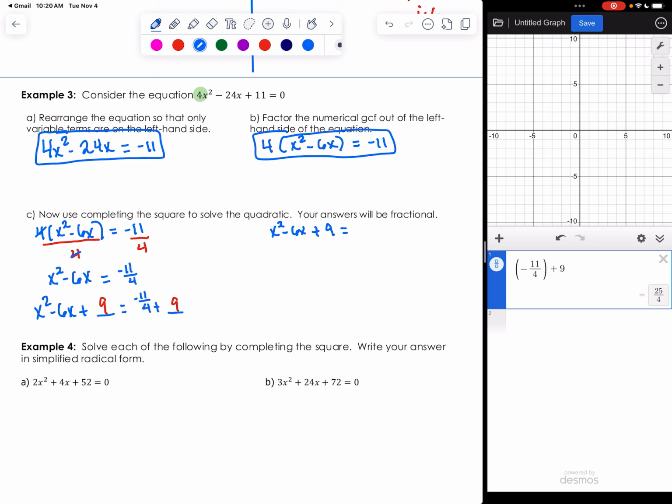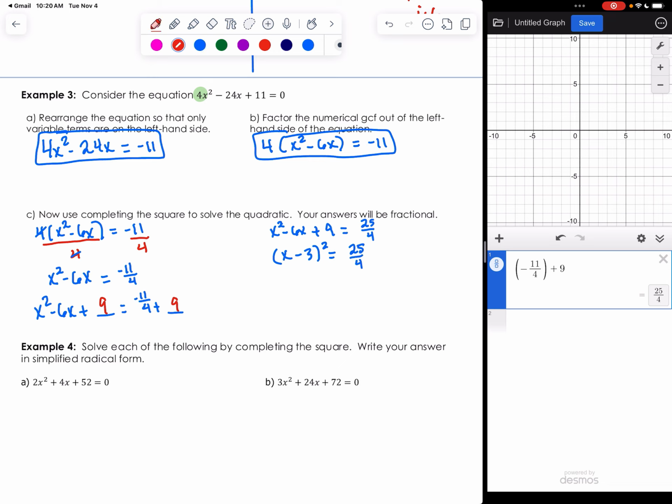So I wanted to turn that solution into a fraction. So 25 over 4. All right. Now we want to factor the left side. So the square root of x squared is x. The square root of 9 is 3. And that's equal to 25 over 4.